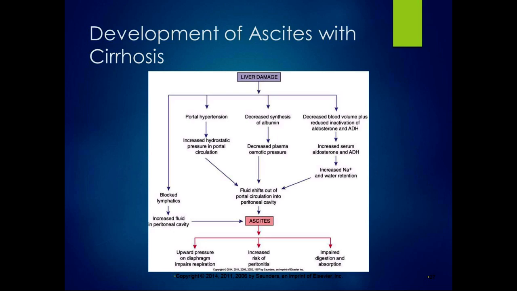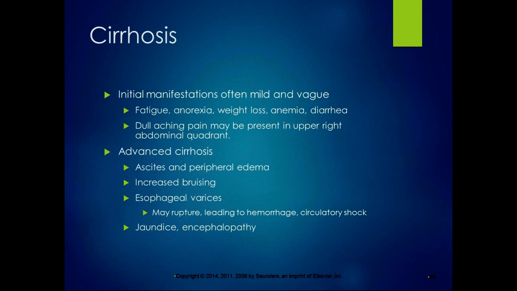So this little slide talks about the development of ascites, and it largely has to do with fluid shift because of chemical changes. So a lot of times the initial manifestations are mild and vague. That leads to late diagnosis. With advanced cirrhosis, the ascites and peripheral edema and increased bruising and jaundice and encephalopathy, which can affect cognition, are changes. Once you get to advanced cirrhosis, it's a pretty bad place to be.